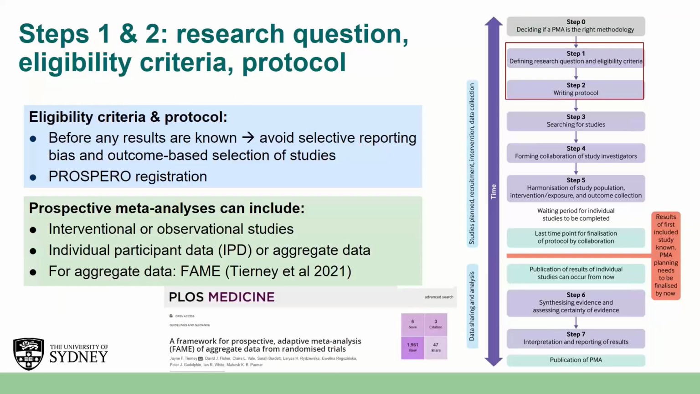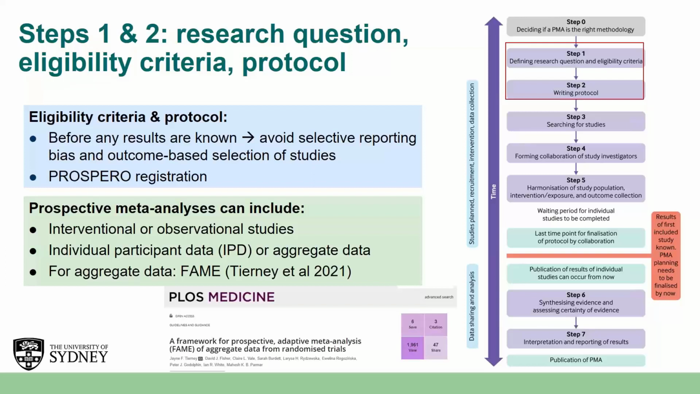Now, once a decision has been made to conduct a PMA, a research question needs to be defined and a draft protocol needs to be written. Importantly, this needs to happen before any results of the included studies are known, to avoid selective reporting bias and outcome-based selection of studies. Now is also the time to work on a PROSPERO registration record for this PMA. PROSPERO actually has a feature indicating PMA, so you may even want to check if there are other PMAs in this area already.